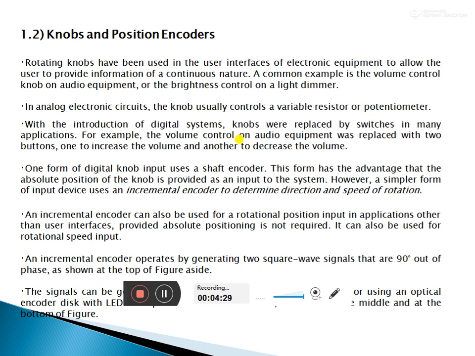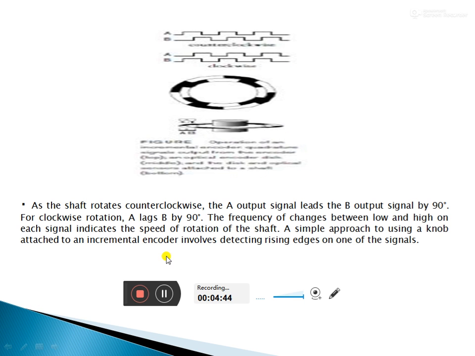If a light switch is on or off, you can use the toggle switch. If continuous operations are needed, we can use knobs. Different types of knobs are there. See, this is one arrangement of the knob position.